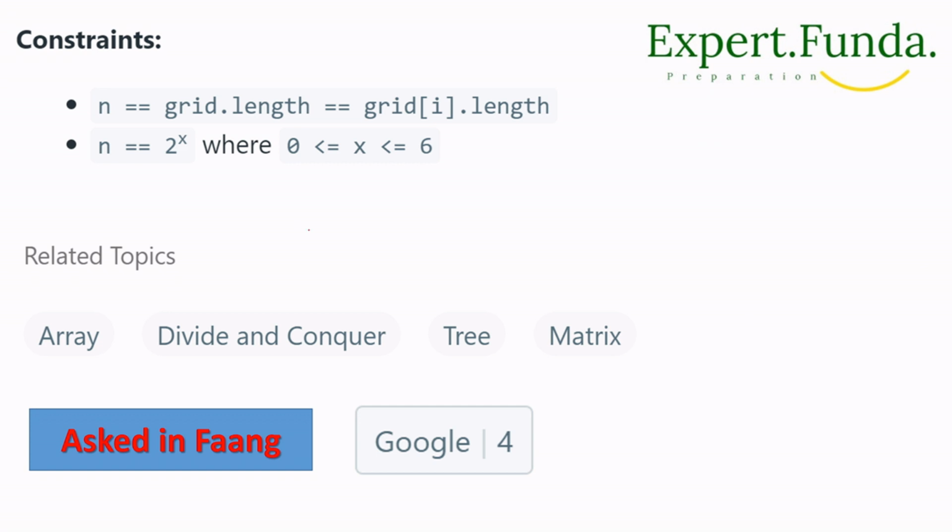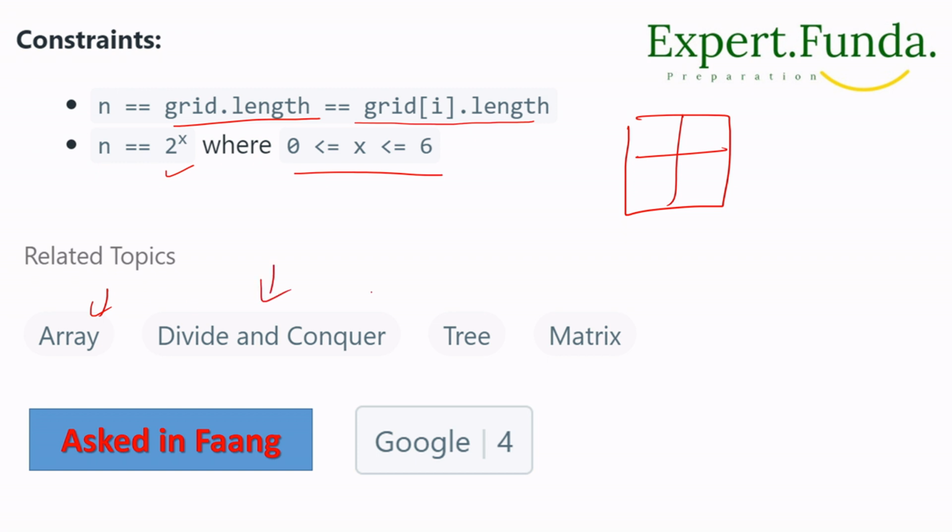Now the constraint is giving that the grid length is equal to n, its length, meaning the number of rows and columns are the same. It says n equals 2 to the power x, where x is from 0 to 6. This topic is related to array, divide and conquer, tree, and matrix. This question has been asked multiple times in interviews.